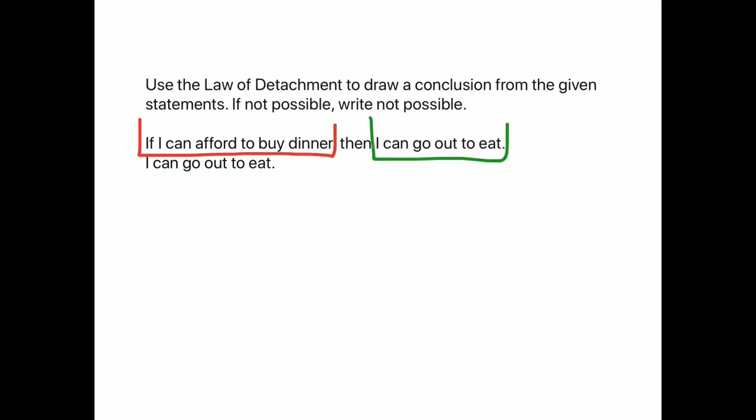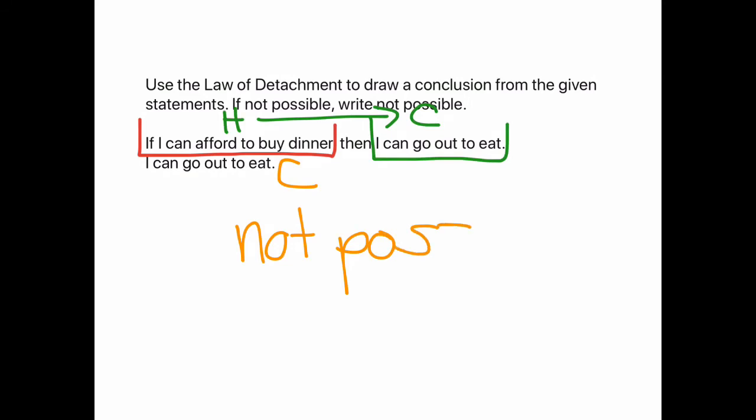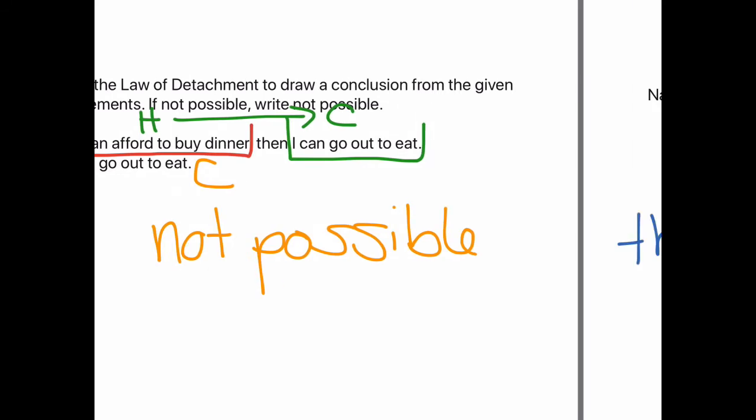According to the law of detachment, if you have your hypothesis, you can assume the conclusion. So it tells us, our next statement here is that I can go out to eat. So this is a conclusion, not a hypothesis. So this is not possible. Maybe you can go out to eat not because you can afford to buy dinner, but maybe because someone's going to buy it for you. Who's to say? So this one would be not possible. You would need to have the hypothesis in order to assume the conclusion.